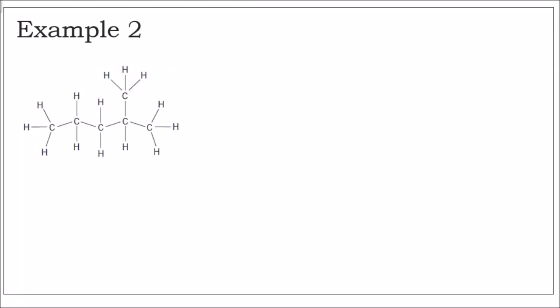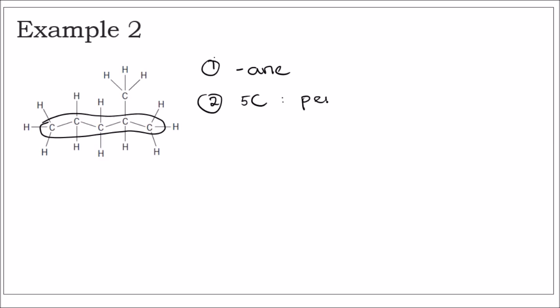Example 2. Once again, we're going to start with the suffix, and this is still an alkane. All of the carbon-carbon bonds are single, and I don't have any other groups or atom except for carbon and hydrogen. So the suffix is ane. Step 2 is to look for the longest carbon chain possible. Now this is still the longest chain possible, which has 5 carbons or pent.